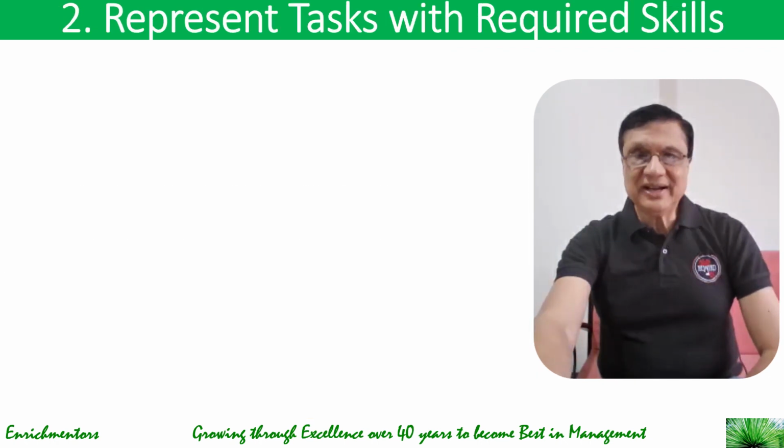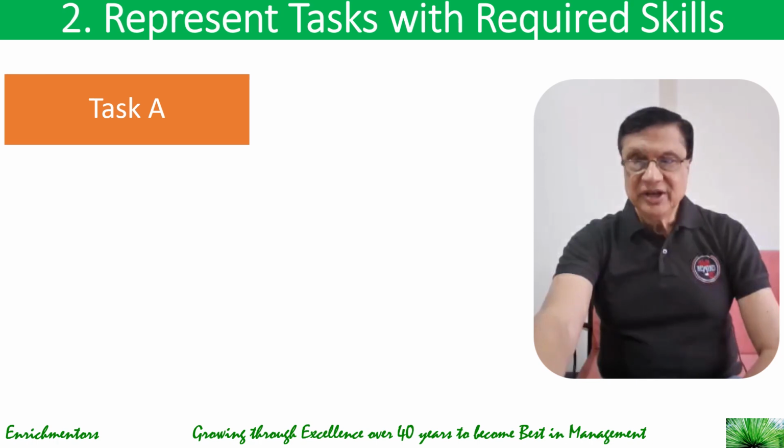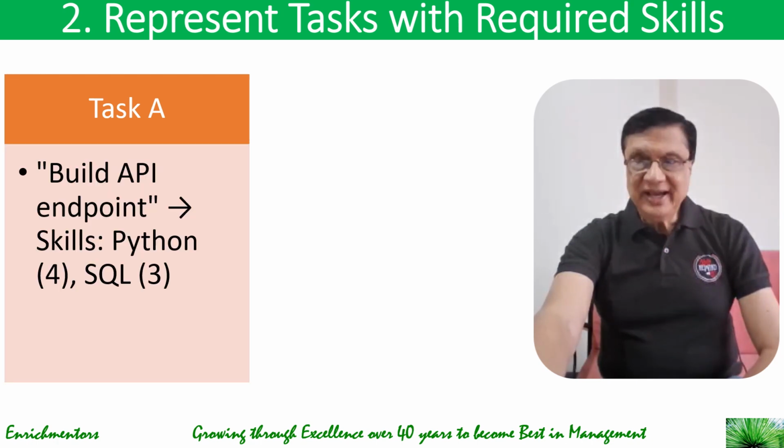Then you represent the tasks with required skills. Each task is defined with a set of required or preferred skills. Say a task A. The task A is to build API endpoints, and the skills that are needed are Python at level 4 and SQL at level 3.